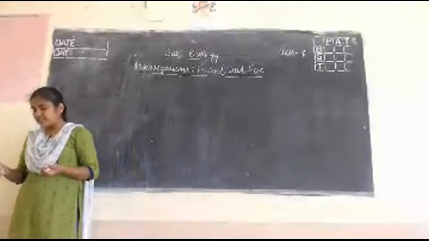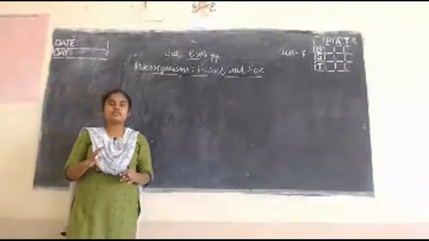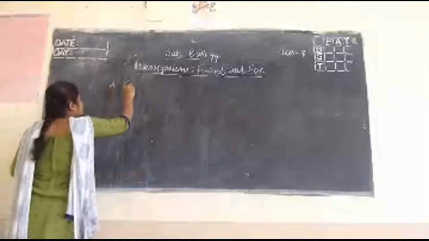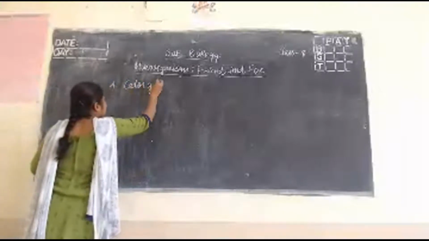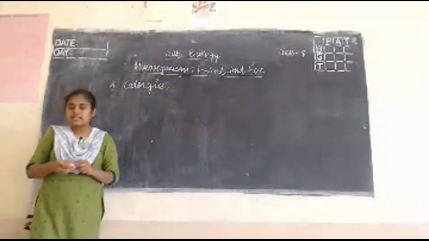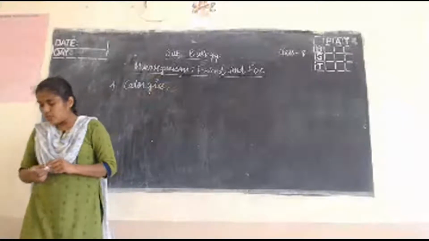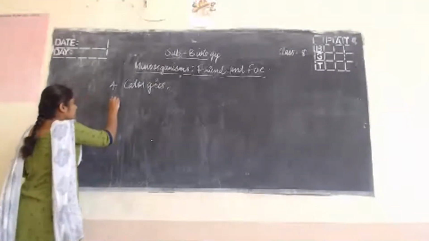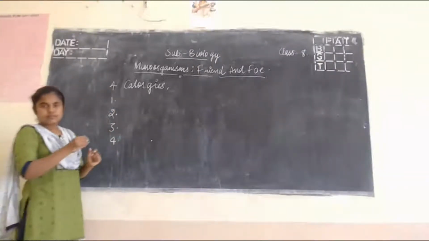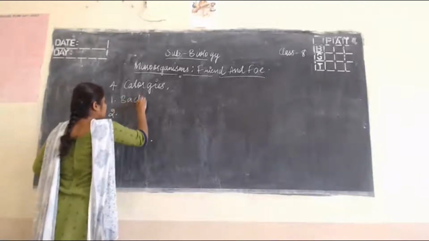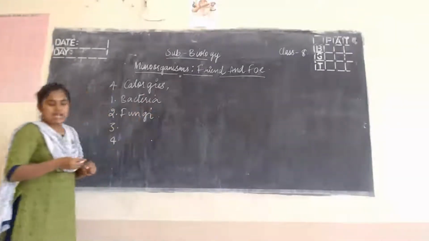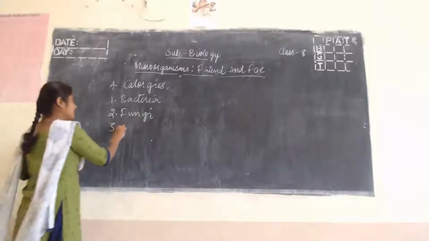These microorganisms are broadly classified into four categories, that is, four major groups. So what are they? We are going to see. The first one is bacteria. Next is fungi. Then we have algae. Then we have protozoa.